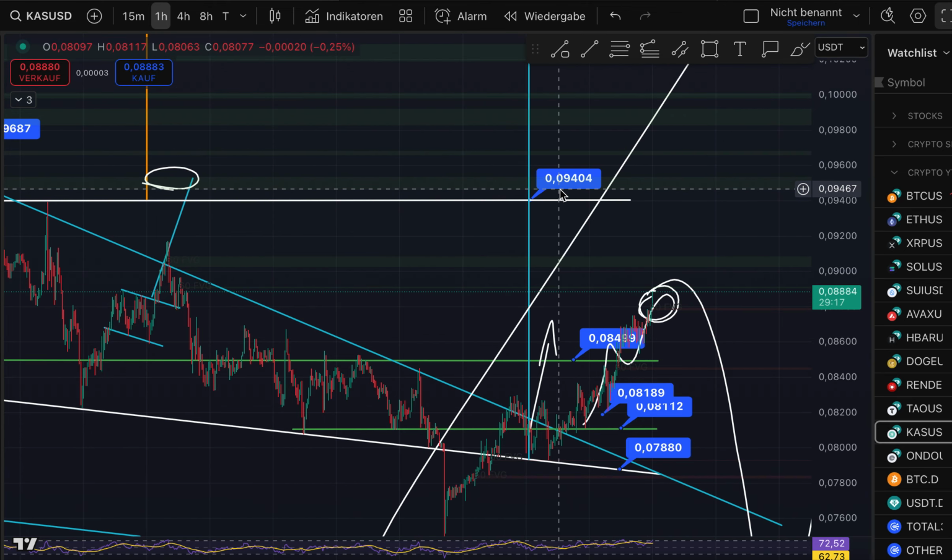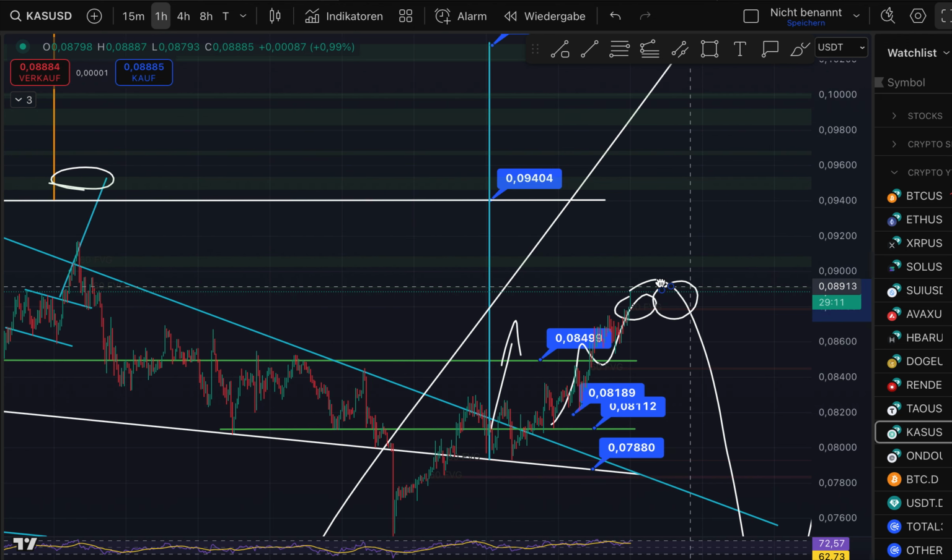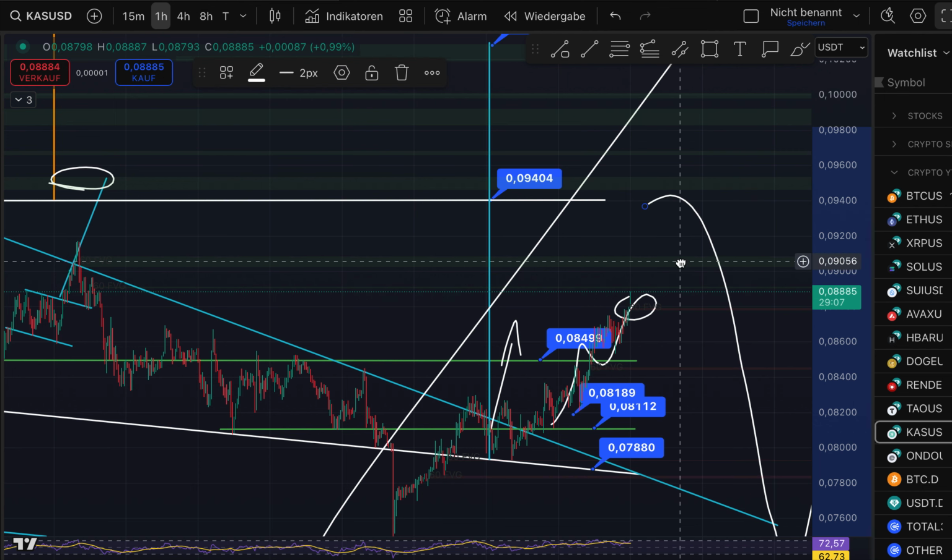First target got hit. Second target, 9.4 cents in my opinion. This is the most bullish target. And then what I have drawn right here, not this one, but this one, can just happen from up there.